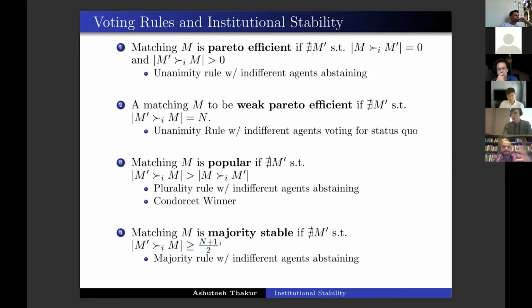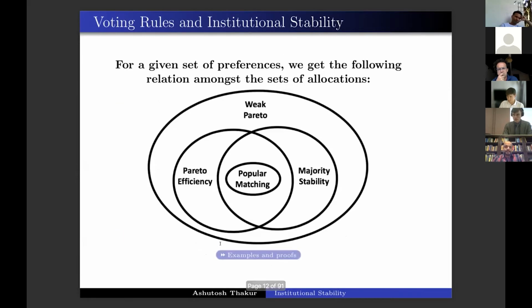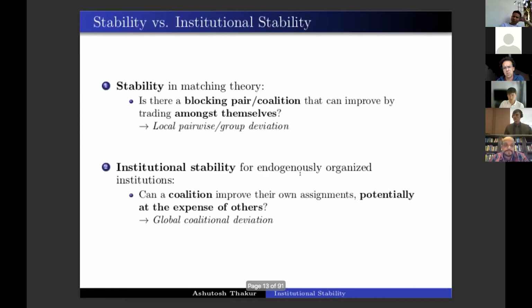And in this talk, I'm going to compare across a bunch of these different concepts. So what follows immediately from these definitions is the following set relations of allocations for a given set of preferences. Okay, so what you'll see is popular matching is fully inside Pareto efficiency and majority stability, but majority stability and Pareto efficiency are not contained in one another. Okay, so just keep this in the back of your mind.